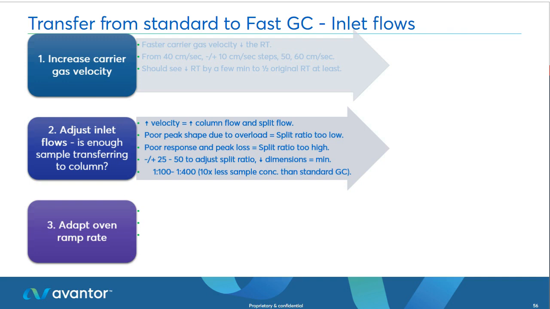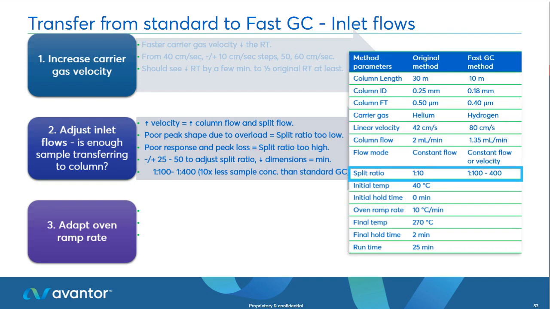But when you are using these lower dimensions, these smaller dimensions, the minimum split ratio is 1 to 100, up to 1 to 400. So you want 10 times less sample concentration going down that column compared to standard GC. So here's just an example of what you can do just to start off with. You can start with 1 to 100 and then increase as needed.